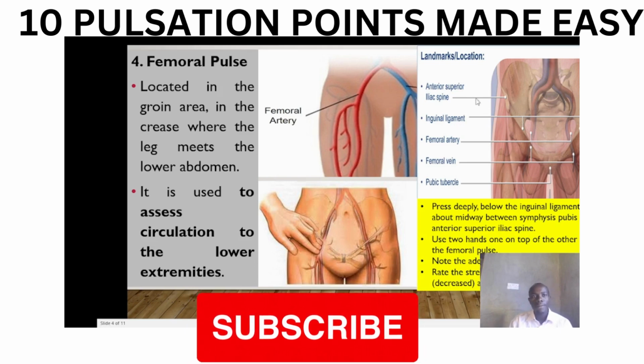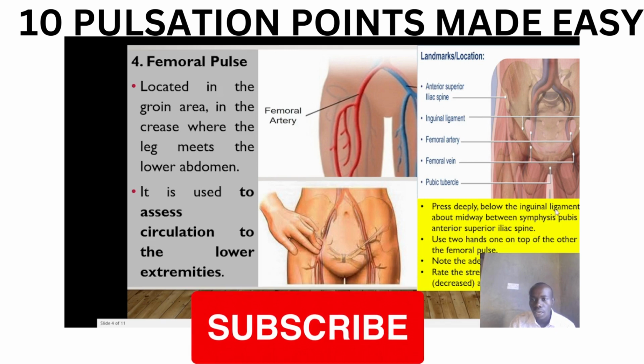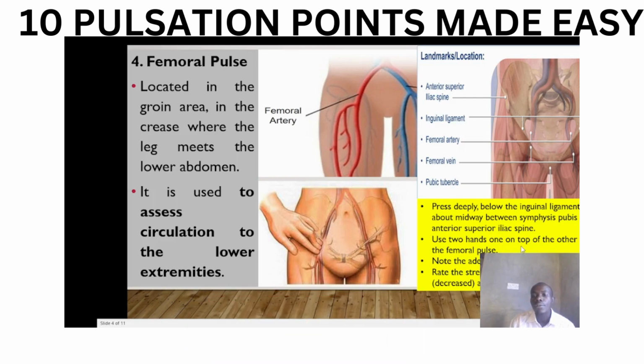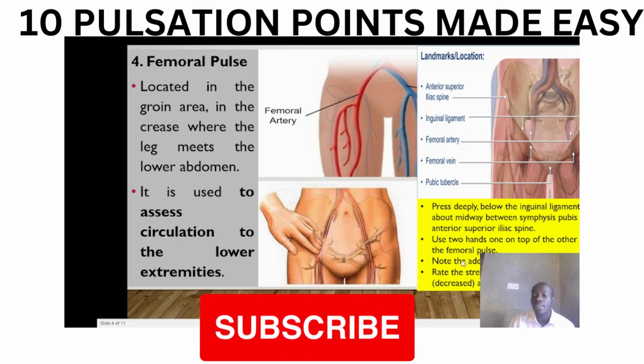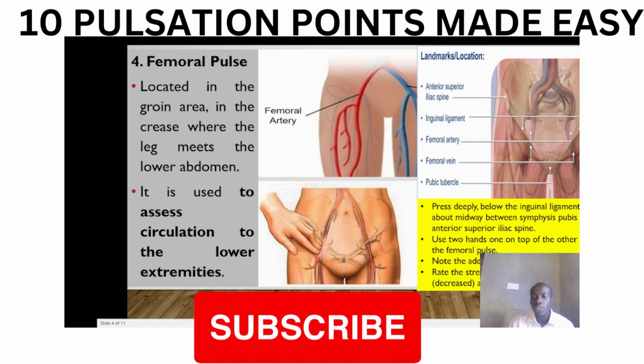So, to palpate the femoral pulse, you press deeply below the inguinal ligament, about midway between the symphysis pubis and the anterior superior iliac spine. You use two hands, one on top of the other, to feel the femoral pulse. So you note the adequacy of the pulse, you rate the strength of the pulse, where 0 is absent, 1 is decreased, and 2 plus is normal pulse, guys.